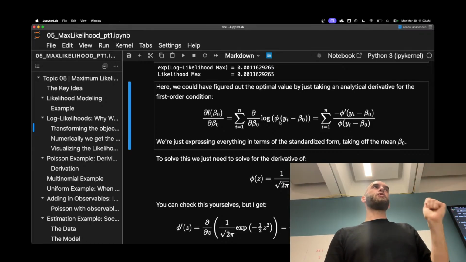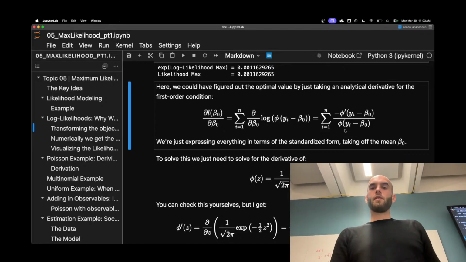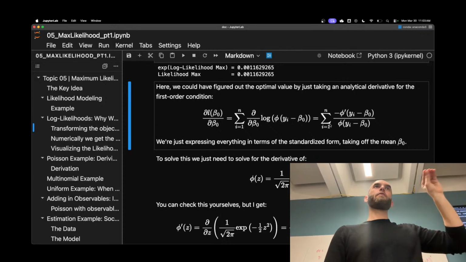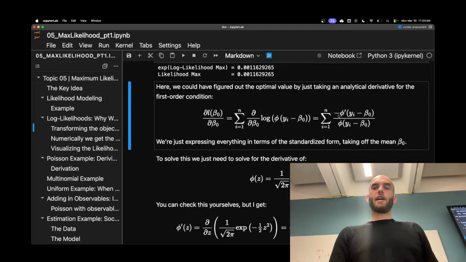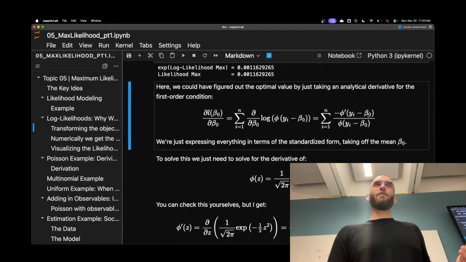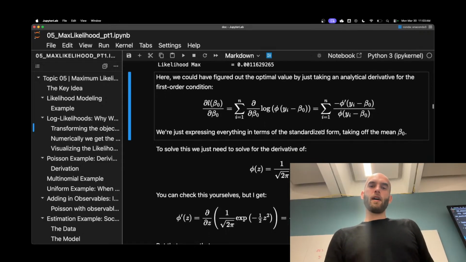But then we have to multiply by the derivative of the inside. So this is 1 over phi as a function of yi minus beta 0. But then we have to multiply by the derivative of the inside. So the derivative of phi is just phi evaluated at yi minus beta 0. But then the last thing we have to do using the chain rule is just the derivative of the inside of phi with respect to beta 0, which is just negative 1. So that's where this thing comes from. Any questions here?